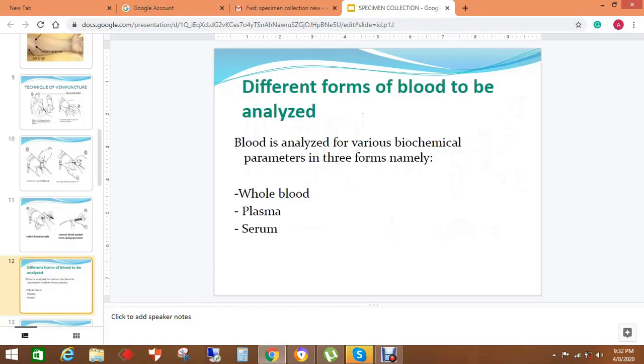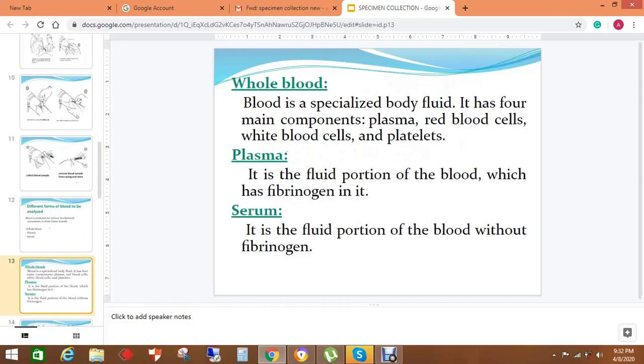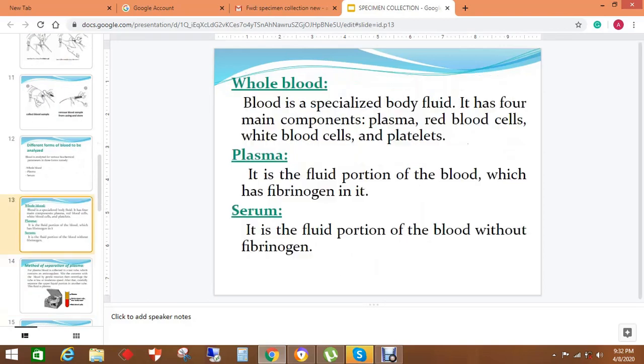Different forms of blood to be analyzed for different blood tests. There are basically three main components of blood which can be analyzed in the laboratory. These three components are plasma, serum, and whole blood. Whole blood is the portion of blood which has all the blood cells, including WBCs, RBCs, platelets, etc., and plasma. Plasma is that portion of the blood which has fibrinogen in it, while serum is the fluid portion of the blood without fibrinogen.